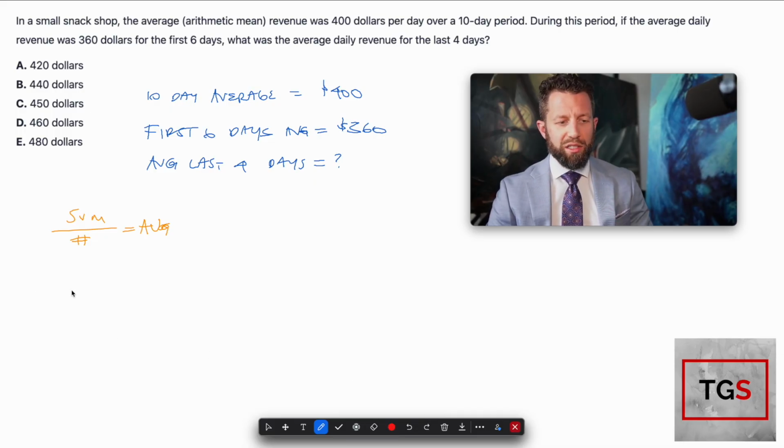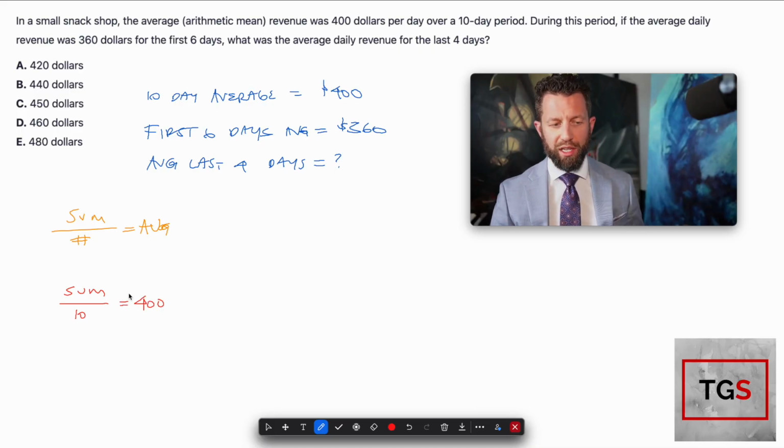I'd also make a similar equation for the next piece of information that I'm given, which says an average of $360 for the first 6 days. So for that, I would write sum over 6 equals 360. And then I would make a label such as first 6 days.